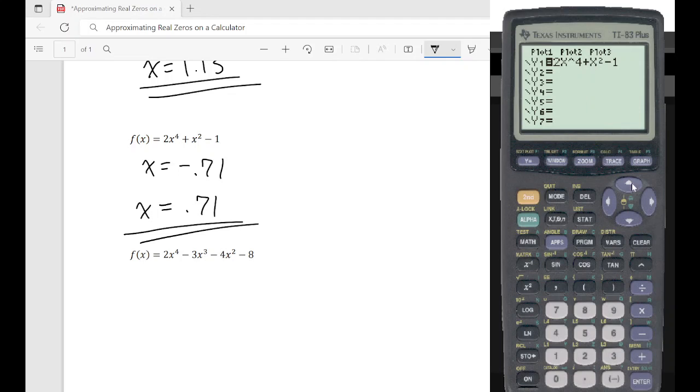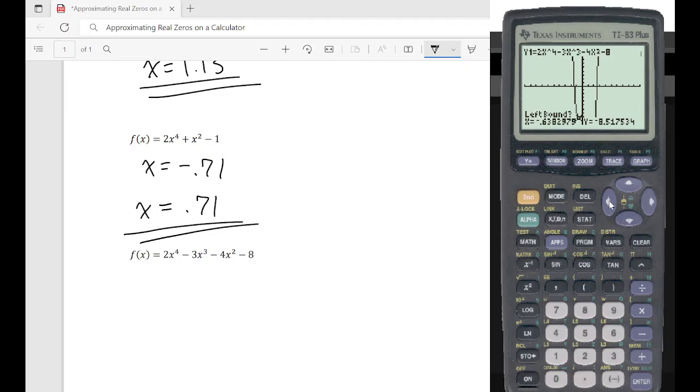Again, into y equals, clear it out. Now, 2x to the 4th minus, nope, not 2, 3x cubed minus 4x squared minus 8. So again, always double check, just in case you did like I did and put a 2 instead of a 3. Everything looks good, so we're going to hit graph. And 2 again, 1 here and 1 here. So trace, 0.